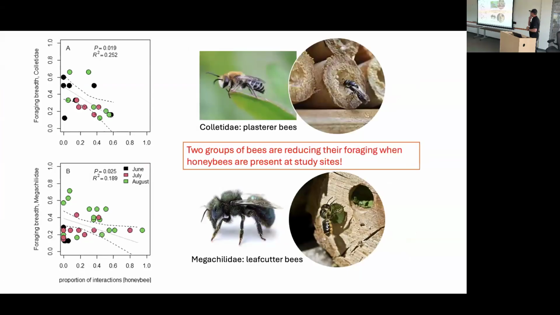For 2 of our groups, the incredibly cute plaster bees and Megachilidae, the leafcutter bees, their realized foraging breadth is declining when there's an increase in the frequency of honeybee interactions in these networks. So one way in which these networks are probably being restructured is by actual changes in the behavioral patterns of some of the bees that are there.